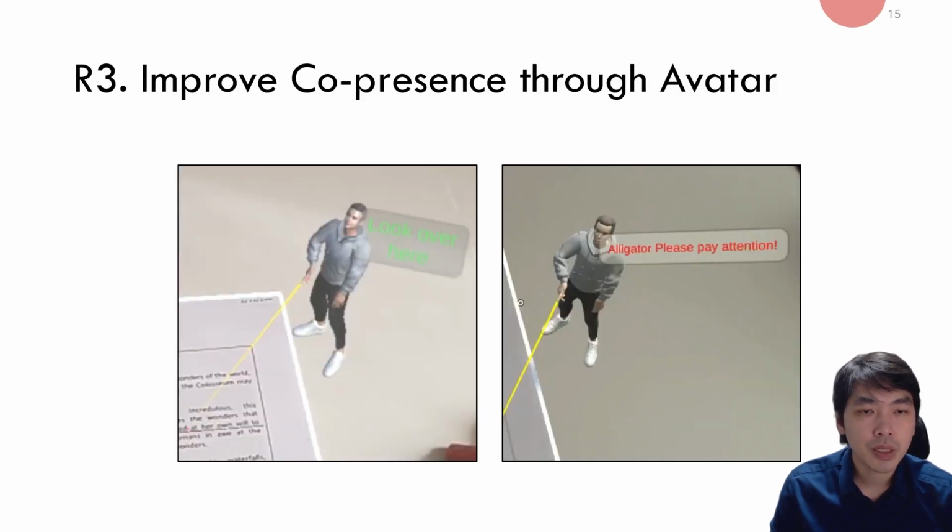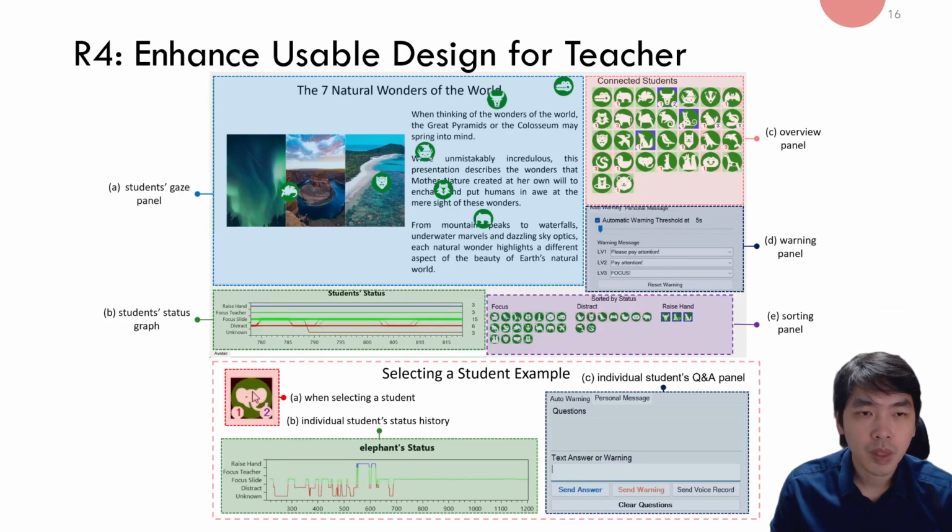Third, we use the teacher avatar to engage with the student to improve co-presence. We also utilize a text box to create a sense that the teacher is speaking to the students. The text box can be used for both private messages and automated warning messages. Fourth, we integrate our system with PowerPoint and create a dashboard for the teacher to monitor the students. Please see additional detail about our design in our paper.